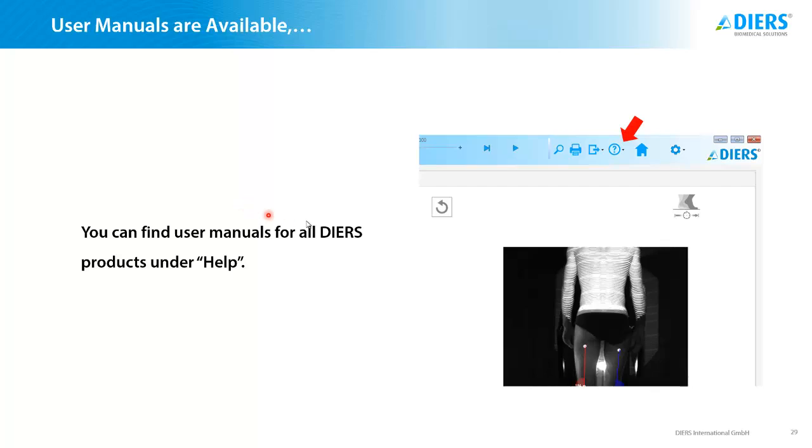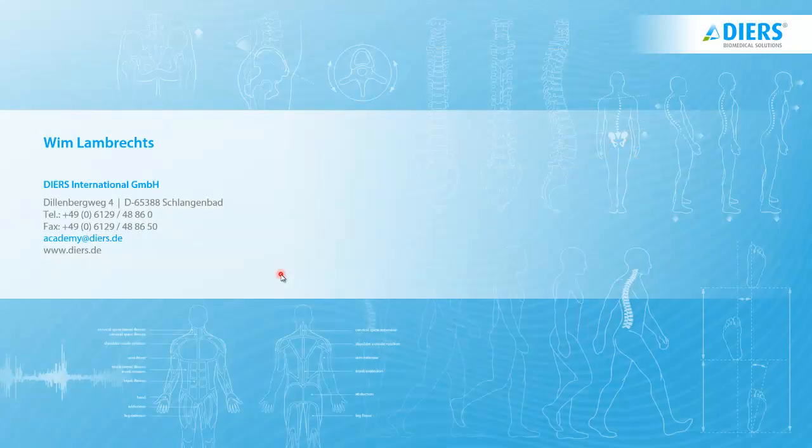The user manual for all these products can be found under the section Help. And as mentioned before, if you need additional help, we are always available with a team of application specialists that you can contact through the company, and the company details can be found here.